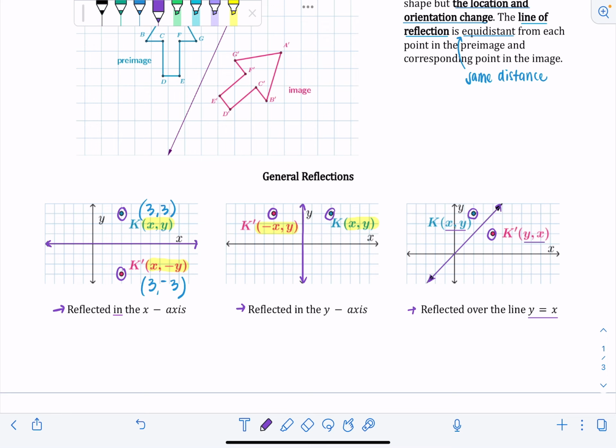So this was the point 2, 4, and then it flips over to the point 4, 2. So the x and y coordinate just switch, and notice the points are equidistant from the axis of symmetry. They're just like one, I guess, diagonal unit away.